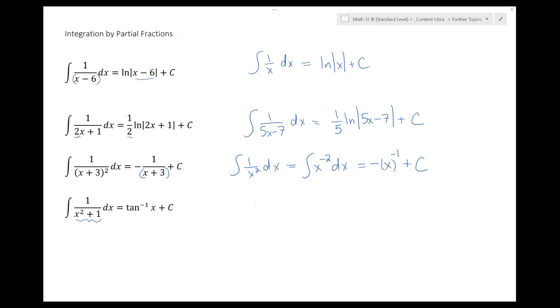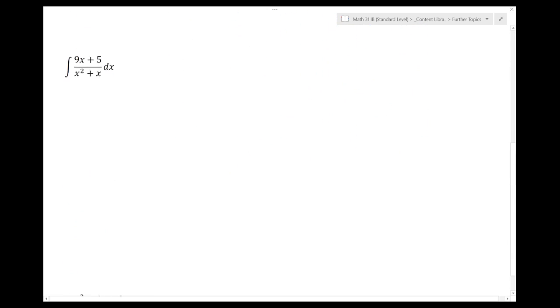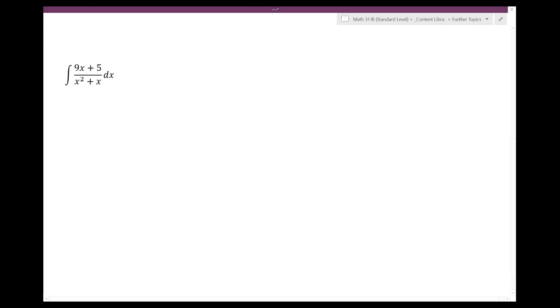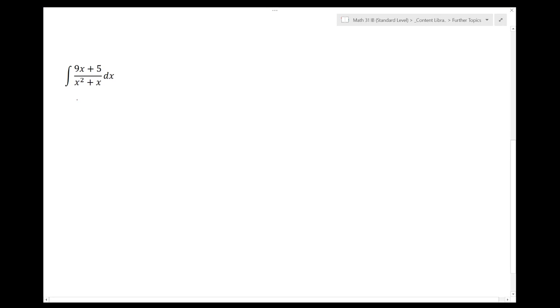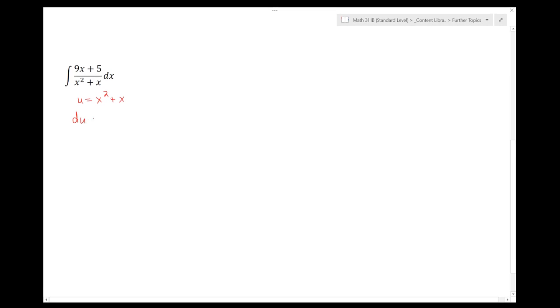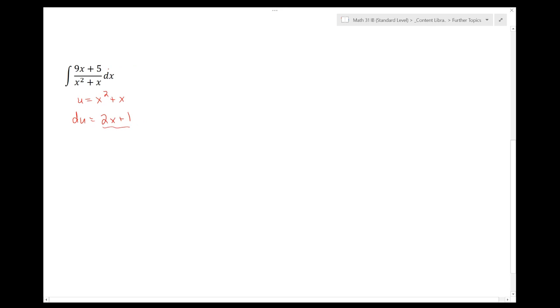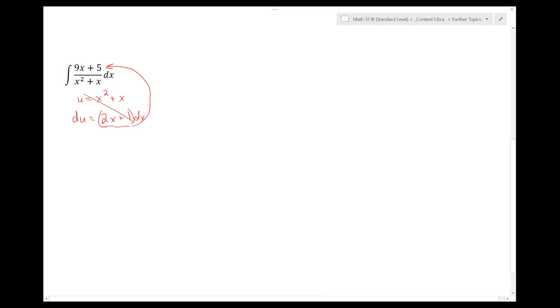All right, so with those in mind, let's look at an expression that doesn't quite fit any of those. I have the integral of 9x plus 5 over x squared plus x. Now, the first thing I would look for would be a simple u substitution. But if I were to make u equal x squared plus x here, then du is equal to 2x plus 1, and there's no way to just make a simple product of that equal 9x plus 5. So that doesn't work. This is not going to be helpful.